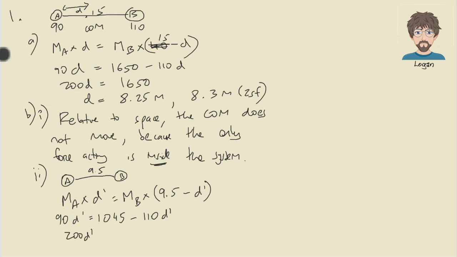200 D dash equals 1045, or D dash equals 5.225, equals 5.2 meters to two significant figures. So that's 5.2 meters from A.